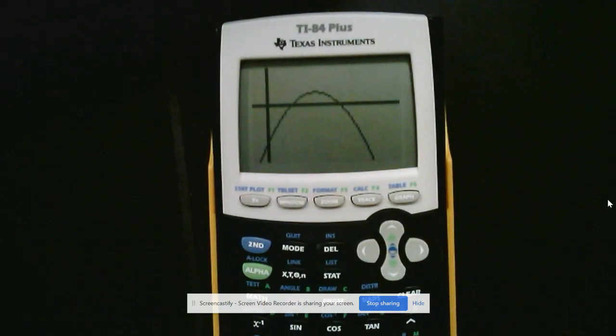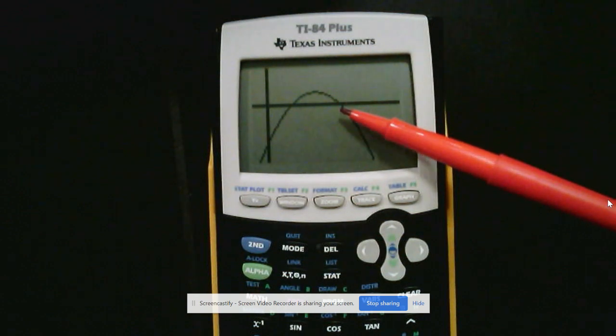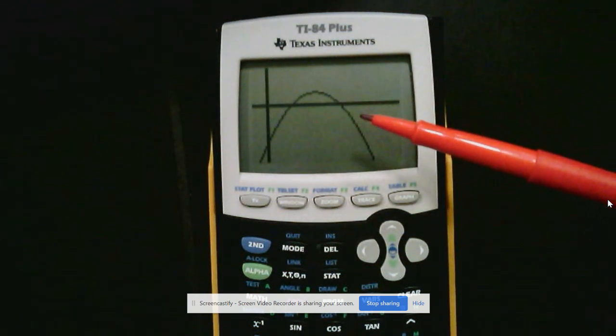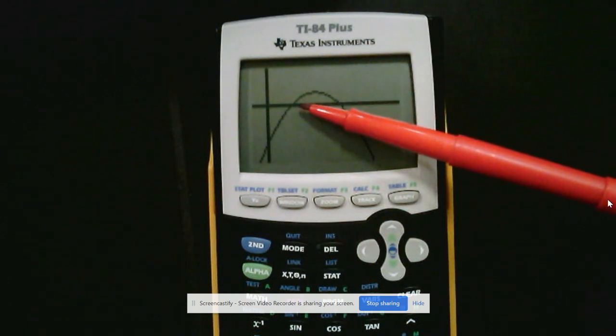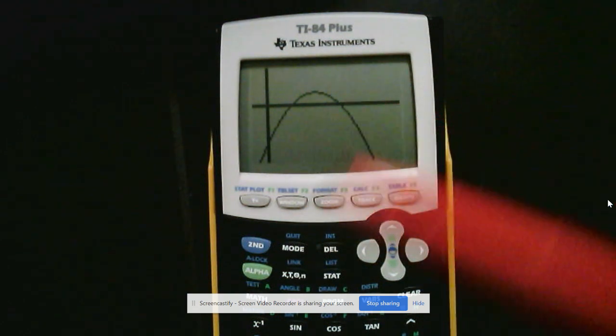Okay, this video is going to walk you through how to find these two x-intercepts. And this equation is modeling a profit. This is going to represent our minimum break-even point, and this is going to represent our maximum break-even point.